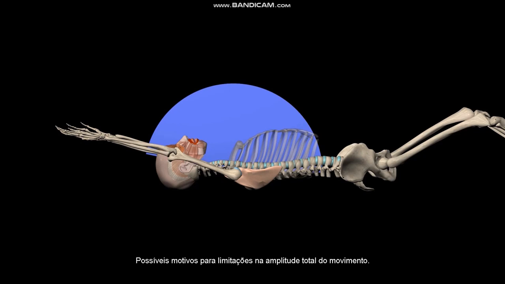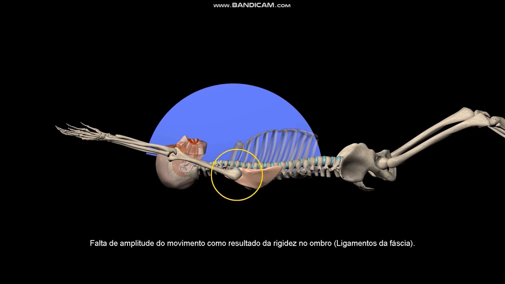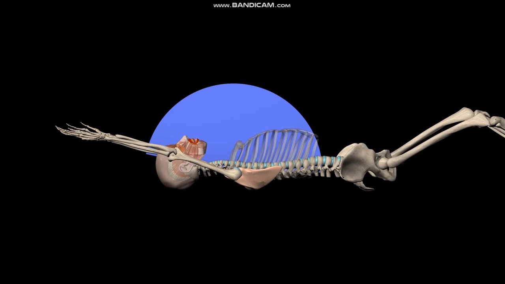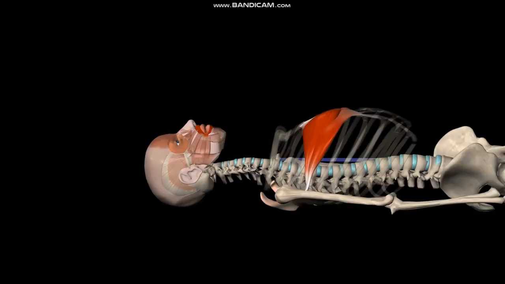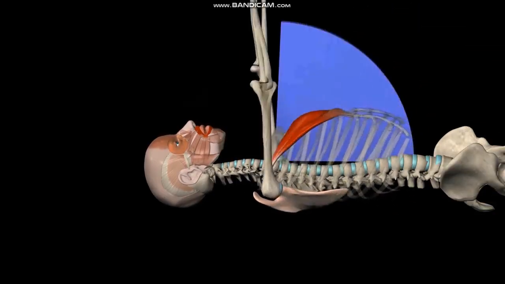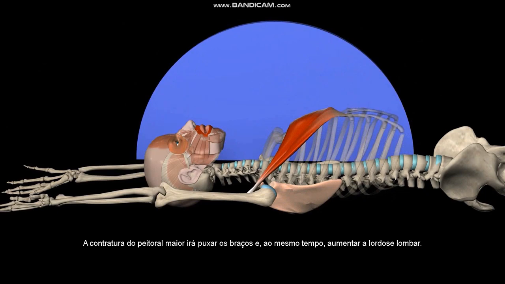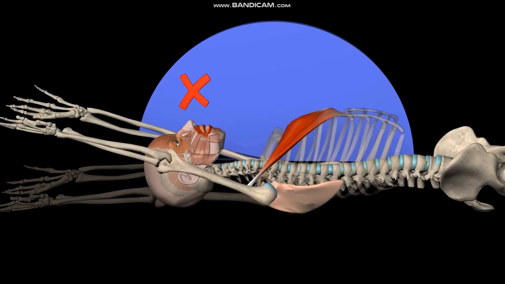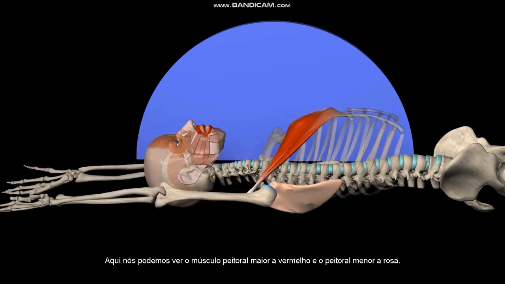Possible reasons for limitations in the full range of motion: lack of range of movement as a result of rigidity in the shoulder, ligaments, fascia. Shortening of the pectoralis major will pull the arms and at the same time increase lumbar lordosis. Here we can see the pectoralis major muscle, colored red, and a pectoralis minor in pink.